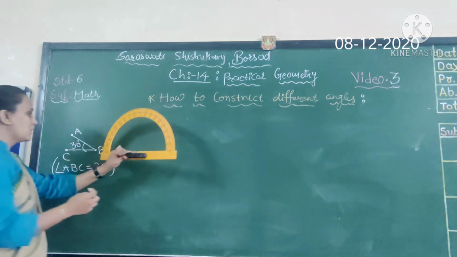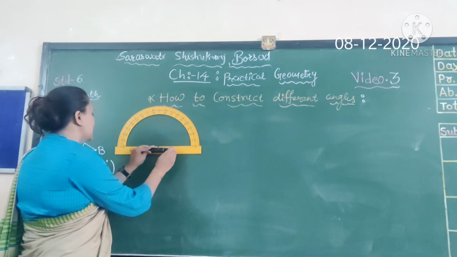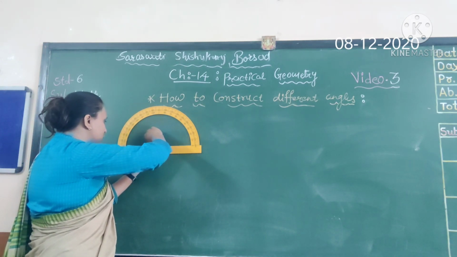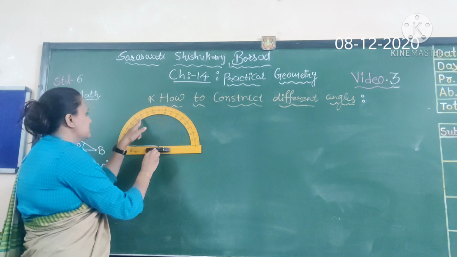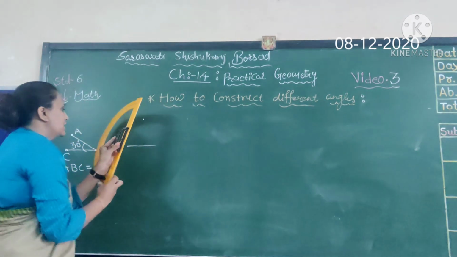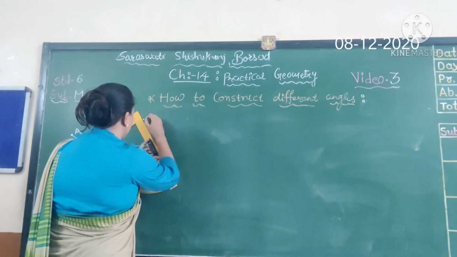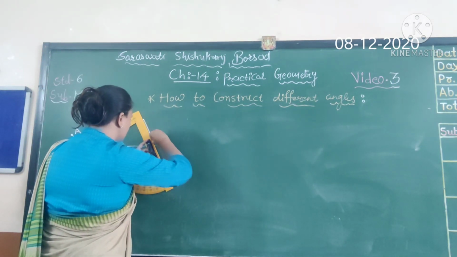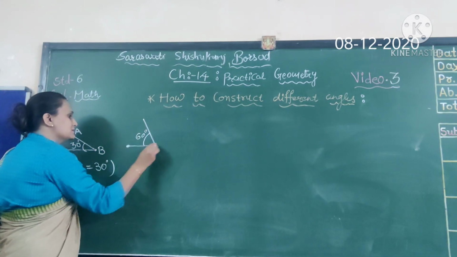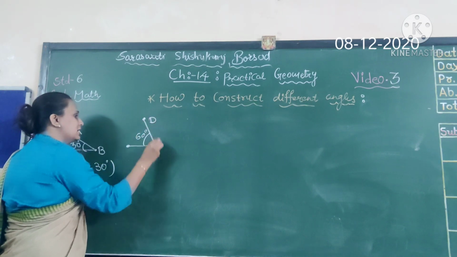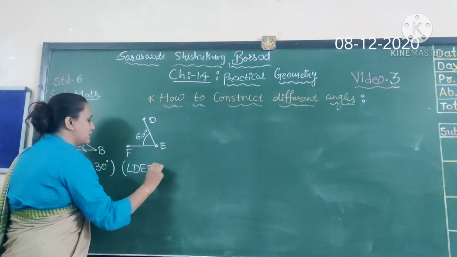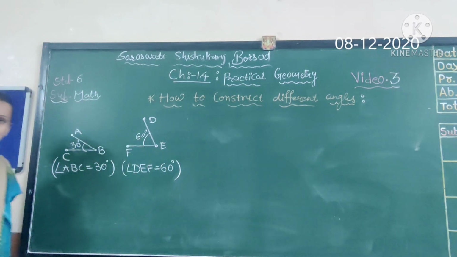Okay. Now same way, if you want to draw 60 degree on the left hand side, first you have to draw a straight line. Okay. Then here on the left hand side you can see 60 degrees here, on the outer scale. Okay. So this is your 60 degree. Now join both the points here. So after joining these 2 points, you can see that this is 60 degree. Let us name it as D, E and F. So angle DEF is equal to 60 degree.